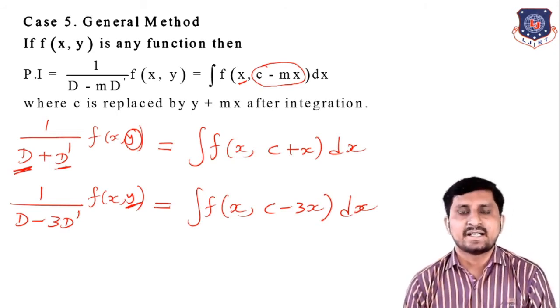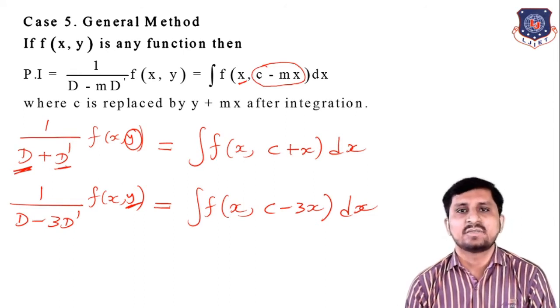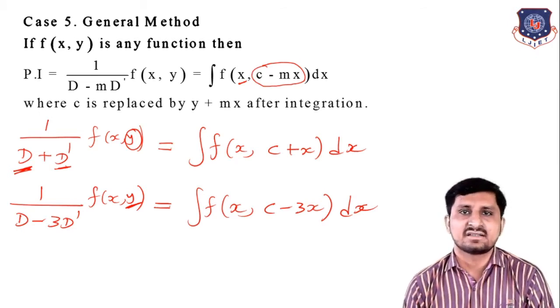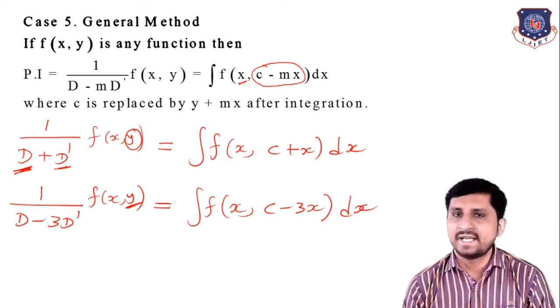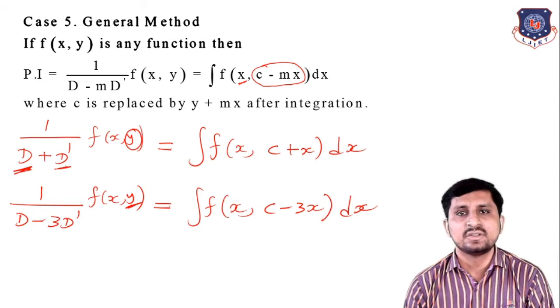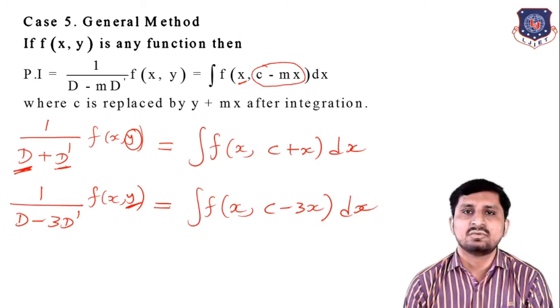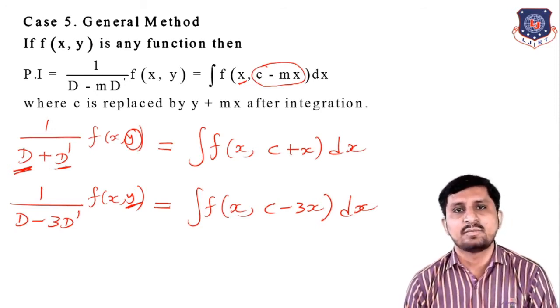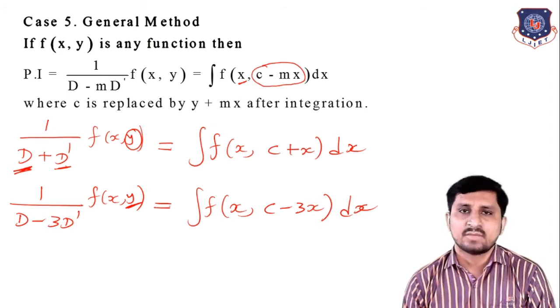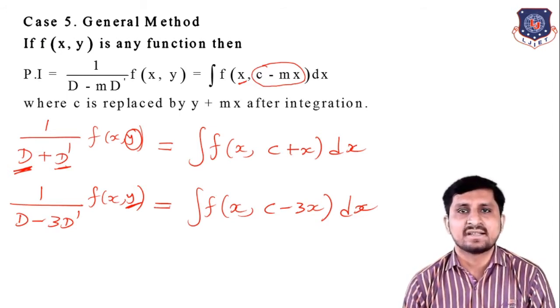I will use this case 5 in some examples, because up to case 4 we have already discussed. Let's take a quick revision. Case 1 is e raised to ax plus by. To use case 1, your function must be in the form of e raised to ax plus by. For case 2, your function is sin ax plus by or cos ax plus by. For case 3, your function must be a polynomial in the form of x raised to m into y raised to n. For case 4, your function must be in the form of a x plus b y, that is, f of x y equals g of ax plus by.